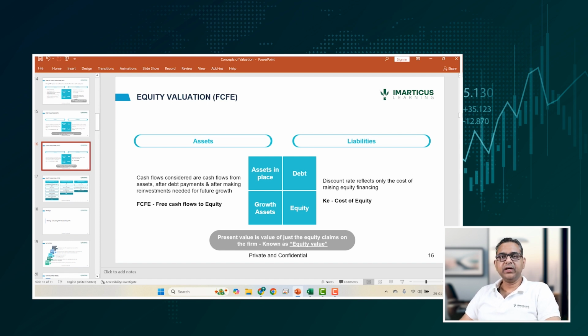Those are used for doing equity valuation, and from a discounting perspective, we use cost of equity. The discount rate reflects only the cost of raising equity financing. So accordingly, for the free cash flows to equity, our discount rate would be cost of equity. Present value is the value of just the equity claims on the firm, known as equity value. Okay, so this is how we do the calculation.